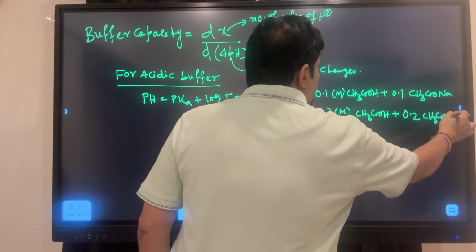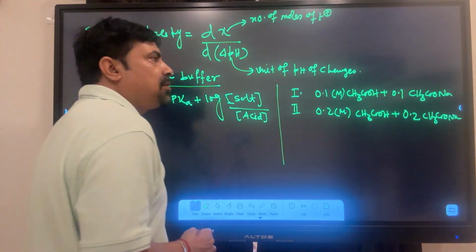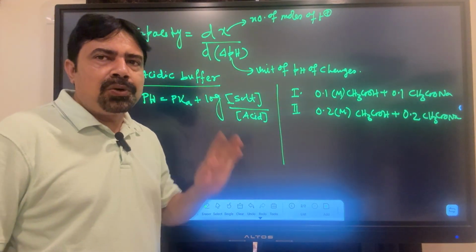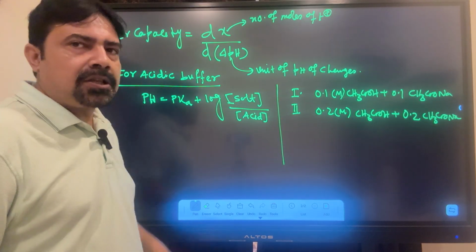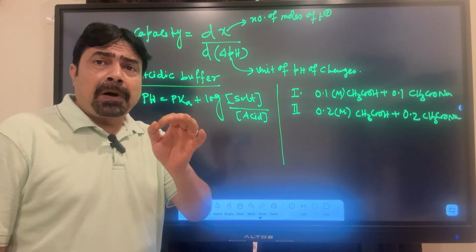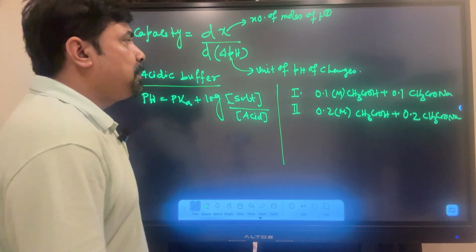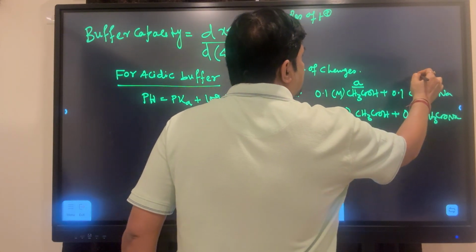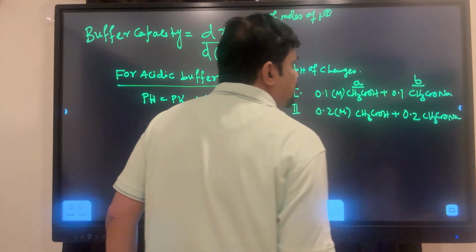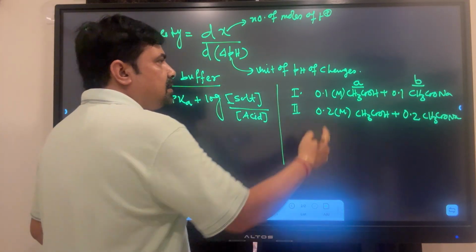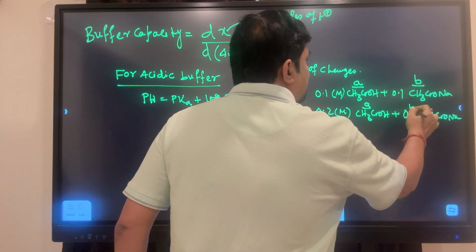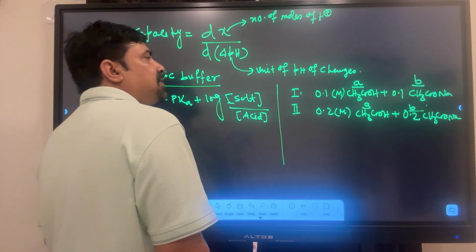Now I am asking you, which buffer solution has more buffer capacity? That is the type of problem I want to discuss, which is why I chose this topic, how to find the buffer capacity. Suppose the acid concentration is A and the salt concentration is B, for both cases, the concentrations of the acid and salt.